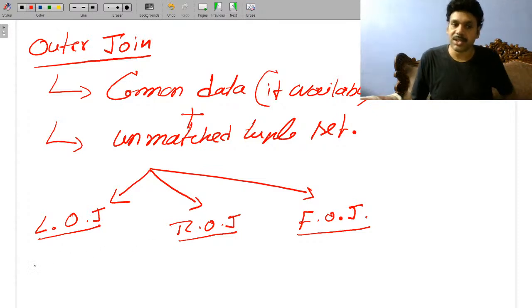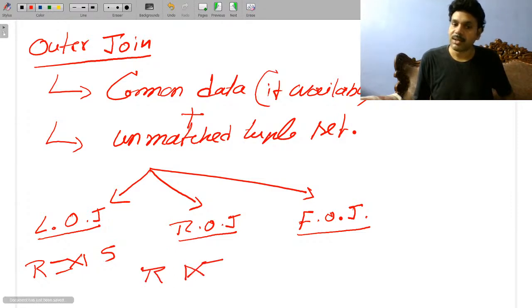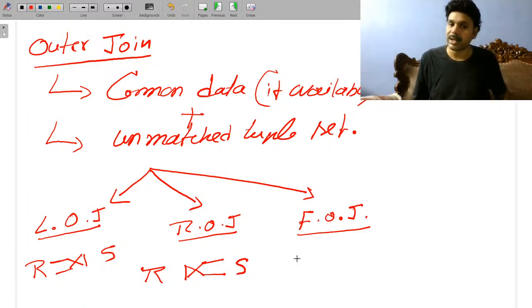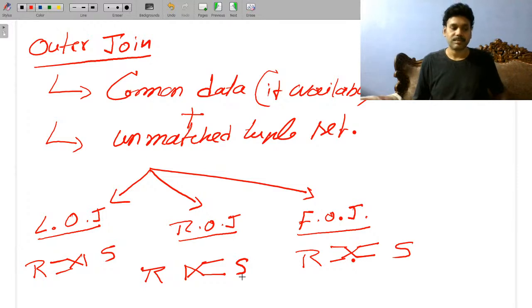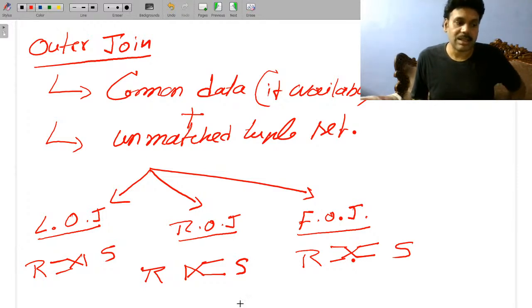What is the representation of left outer join? R natural join S, and the remaining tuples on the left. That's the meaning of left outer join. Right outer join is R natural join S and the remaining tuples of the other side. So the face is looking to the other side. What is the full outer join? It is the availability of tuples of both sides. This is the representation of the 3 different varieties. In the first case what will happen, second case what will happen, third we are going to learn.